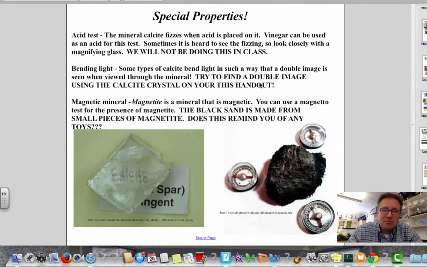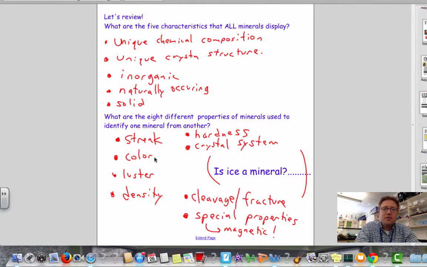And then lastly, there's a couple special properties. Some minerals are magnetic. Some glow with ultraviolet light. We didn't get to see those, but that's another one. Calcite, some of you might be able to see this. Calcite can split light underneath it, it's called diffraction. So if you look at a word through calcite, it looks like there are two images. That's pretty cool. So those are the properties. As a quick review, 5 characteristics that all minerals display, and then 8 properties that distinguish one mineral from another. Make sure you know the difference between the 5 characteristics and the 8 properties.